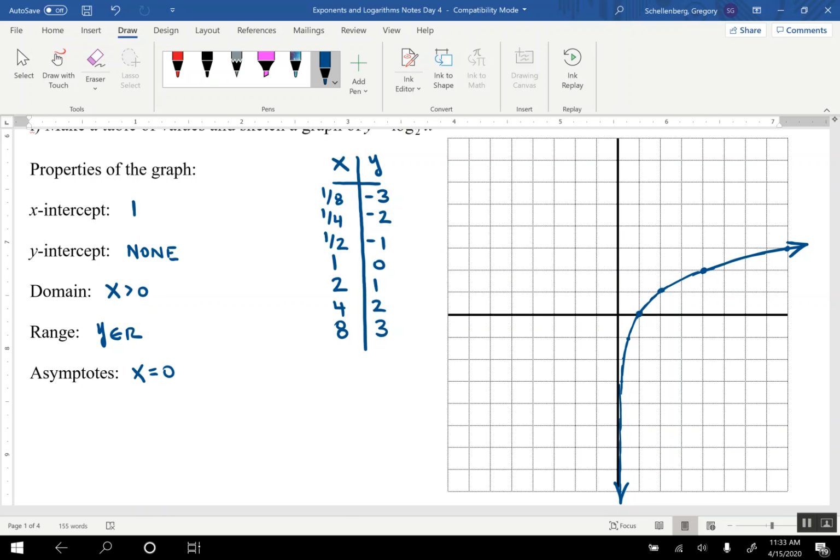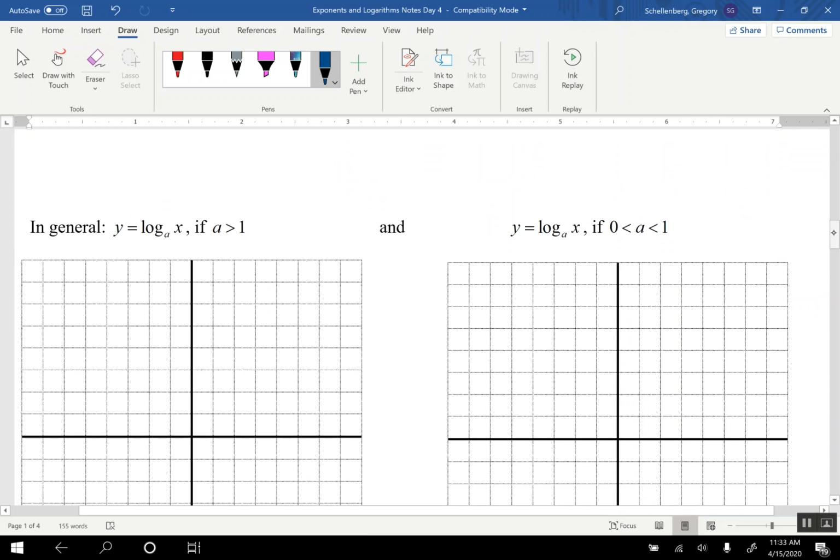Okay, so some alarm bells might be going off here. This looks awfully similar to an exponential function, and you're right. They share many of the same properties, but in reverse. And if you are starting to put all this together, we looked at exponential functions and logarithmic functions as being inverses of one another, and inverses when we switch x and y. So you'll see that the domain of an exponential function becomes the range of a logarithmic function, and vice versa.